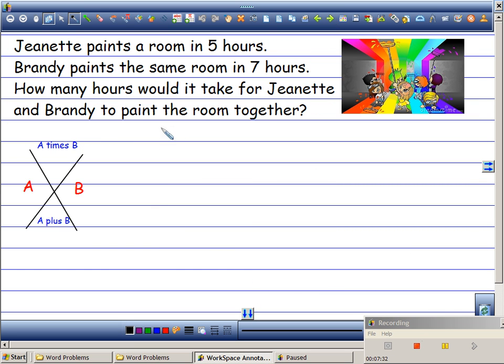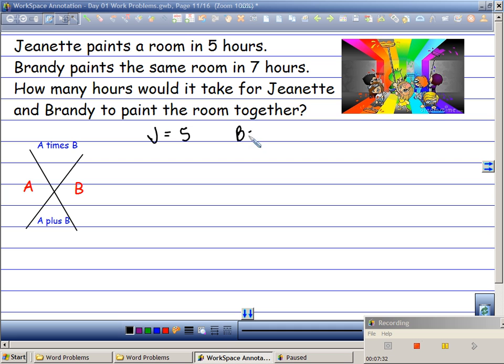Jeanette paints the room in 5 hours. I'm just going to say, Jeanette, she can do it in 5 hours. Brandy paints the same room in 7 hours. Brandy, 7. How many hours would it take for Jeanette and Brandy to paint the room together? I don't like using the plus sign though. We'll just say together it takes them, we don't know. Let's use our X.